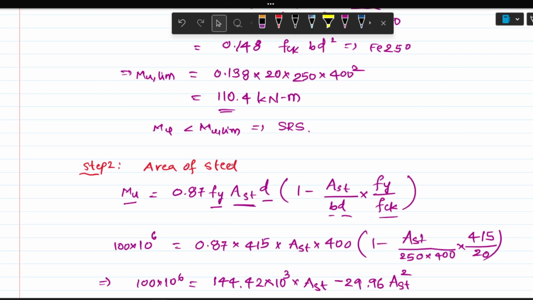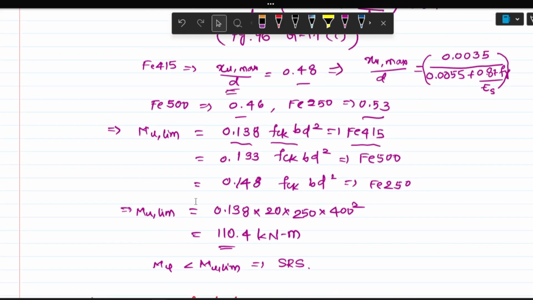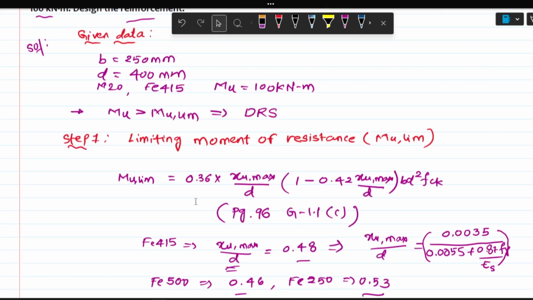And also this Mu, that is the ultimate moment of resistance, is taken from the clause, that is G-1.1 b, page 96, of IS 456. I just forgot to mention this clause number. Okay, this is about the design of the singly reinforced section. Hope you got whatever I explained.